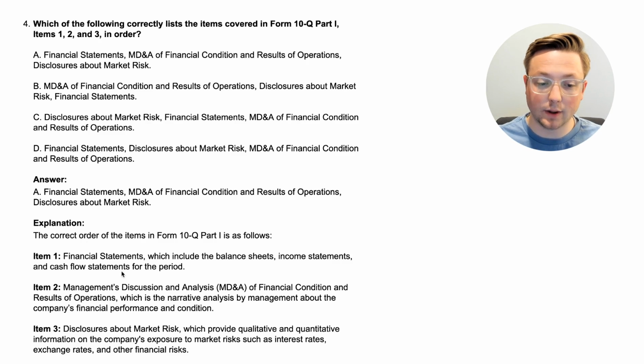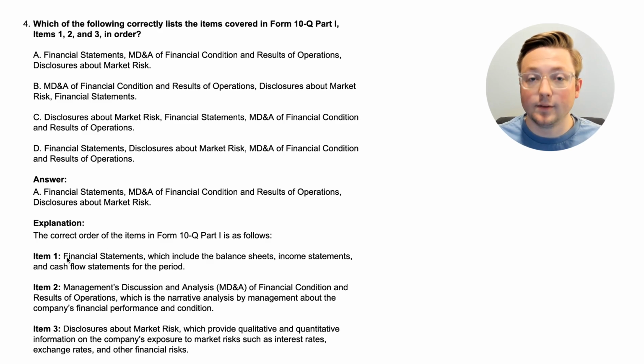And again, we're going to go through that right here. This is the correct order for the 10Q Part 1. Item 1, financial statements, which includes the balance sheets, income statements, cash flow, notes, all those things. Item 2, management's discussion and analysis, or MD&A, of the financial condition and the results of operations, which is the narrative analysis by management about the company's financial performance and condition.